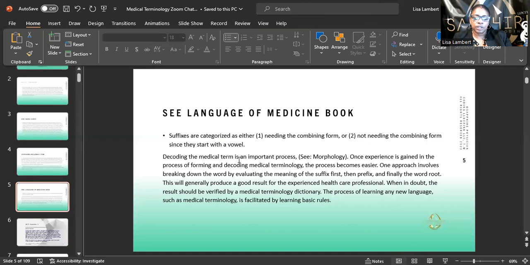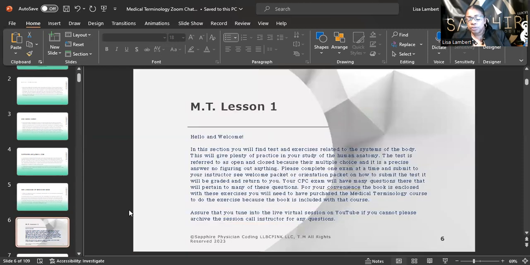Hold on, let me go back. Decoding the medical term is an important process. It's just like coding. When you have medical terminology, you need to know the definition of the medical terminology. There are glossary words at the end of that medical terminology book. Take heed to those words and take a look at those words because I want you to put those words on an index card so you can remember them.